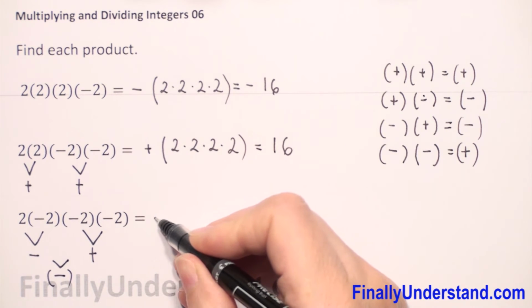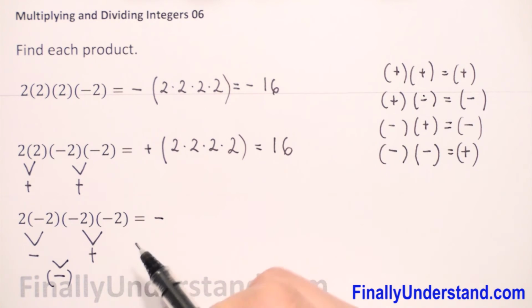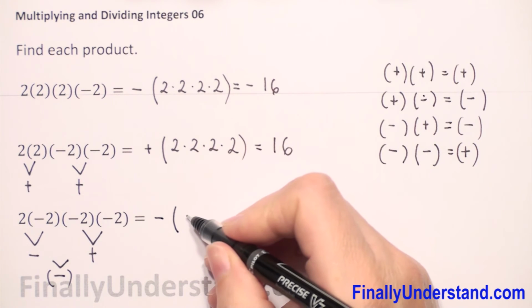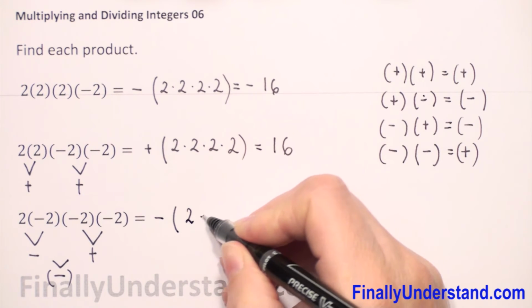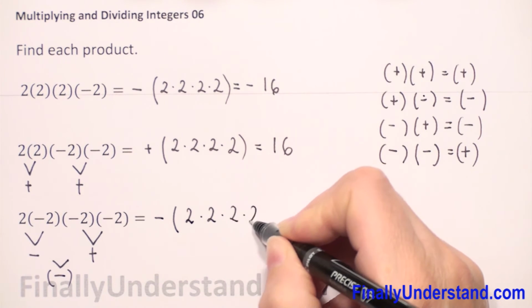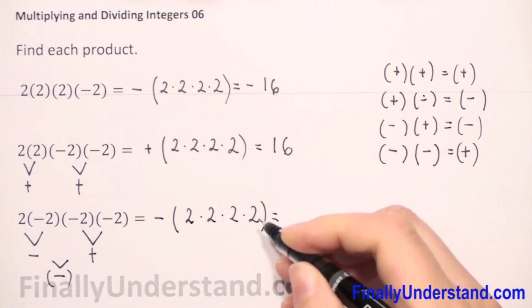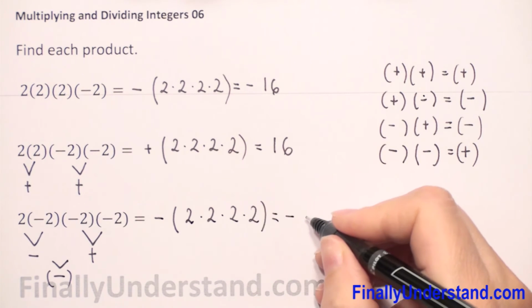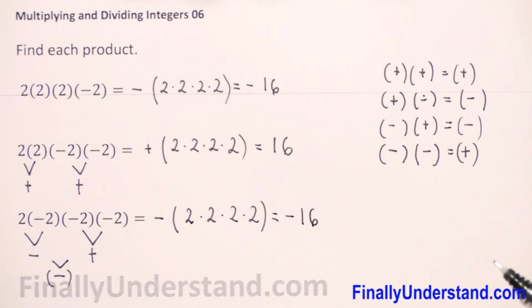So we know the sign of our example. And now we just have to multiply. I will write this in parentheses: 2 times 2 times 2 times 2. So this is equal to, the negative sign we have to rewrite, and 2 times 2 times 2 times 2 is 16.